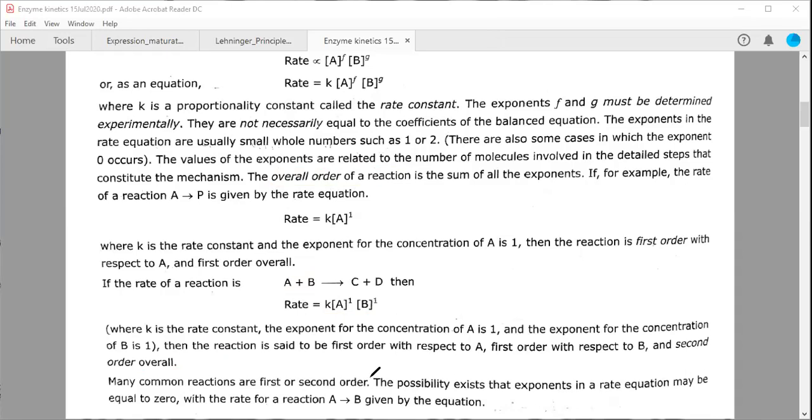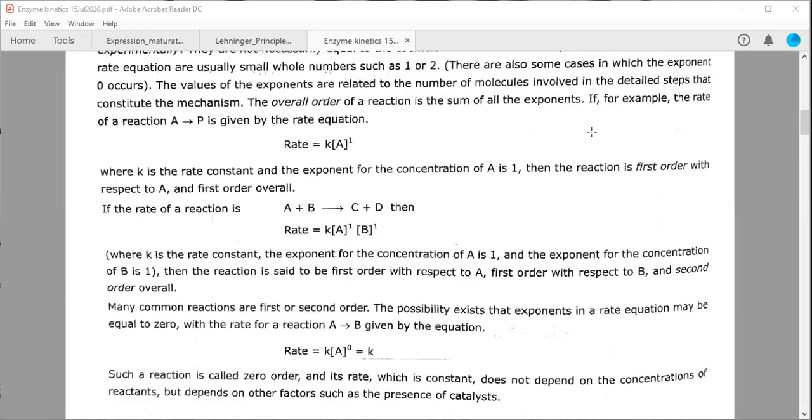But we will also look at some zero order reactions, as the Michaelis-Menten equation or the curve, which is a hyperbola, also shows some zero order behavior. Okay. So the possibility exists that the exponent in the rate equation may be equal to 0. If so, suppose this is a reaction where A is getting converted into the product B, given by the equation.